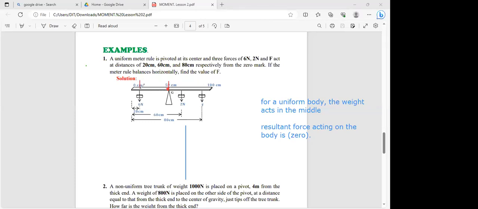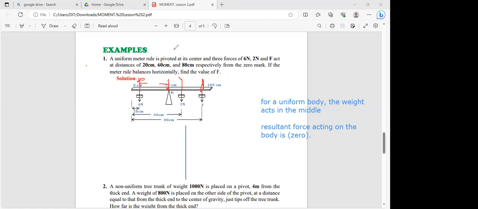So that means we are going to get the distance of the 6 newtons from 50. That means we are going to get the difference between the 20 centimeter mark and the 50 centimeters. Then we also get the difference between the 60 centimeter mark and the 50. And we also get the difference between the 80 centimeter mark and the 50, because that is what we are going to be using as our distances.